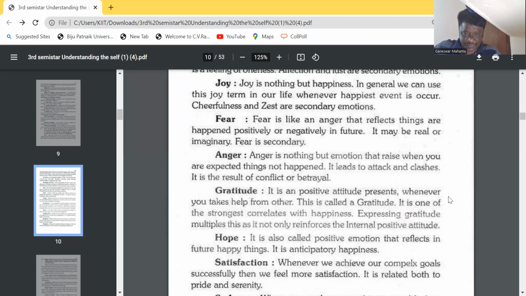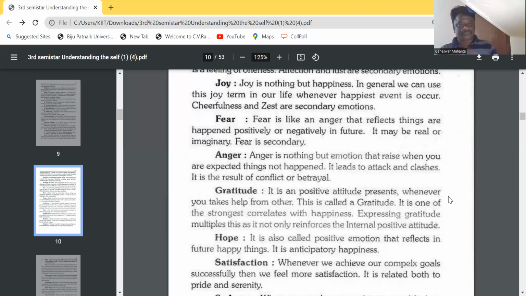Gratitude. What is gratitude? It is a positive attitude toward the present. Whenever you take help from others, this is gratitude. It is one of the strongest correlates with happiness. Expressing gratitude multiplies this, as it not only reinforces the internal positive attitude, that is our gratitude, right?